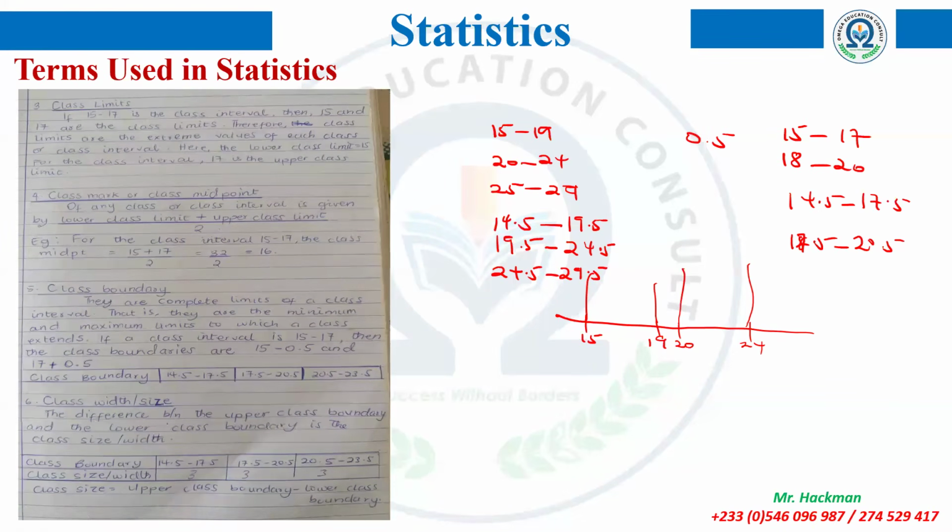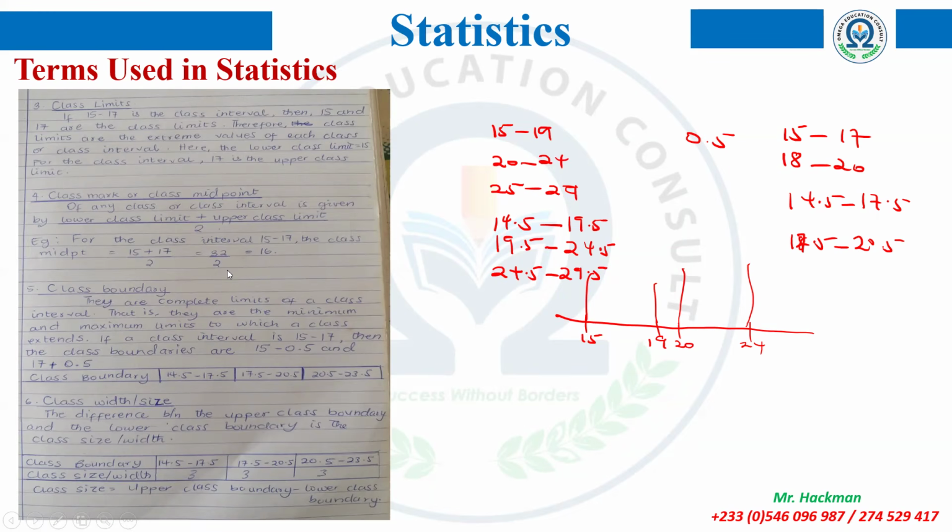You get the same thing, right? Okay, so 14.5 plus 17.5 all over 2. And that will give you, so you still get 32 on 2, which will be what, 16. I hope I'm right.